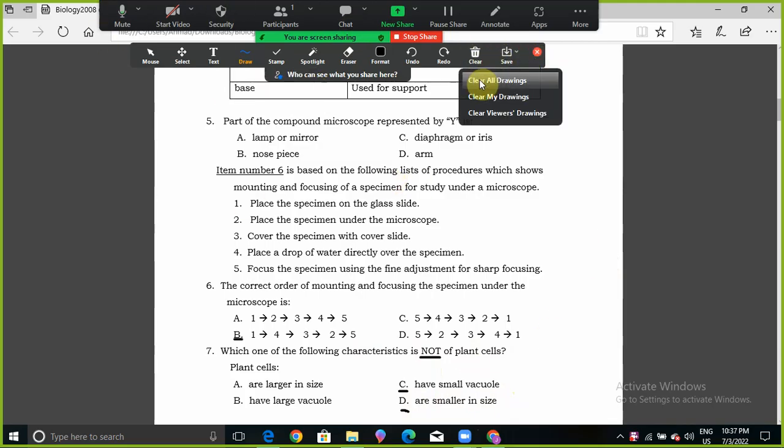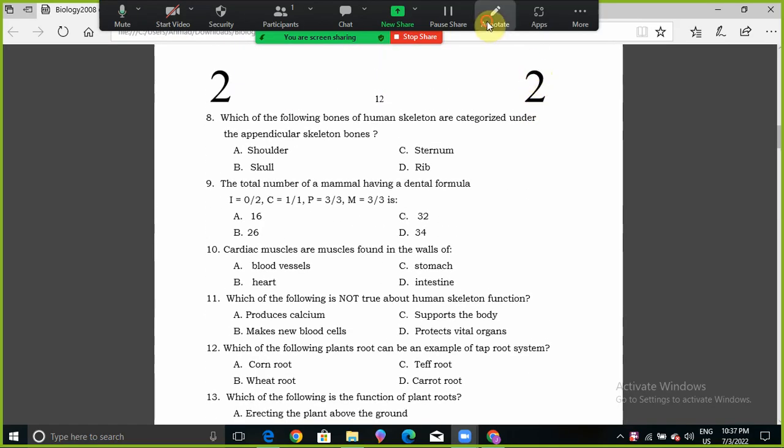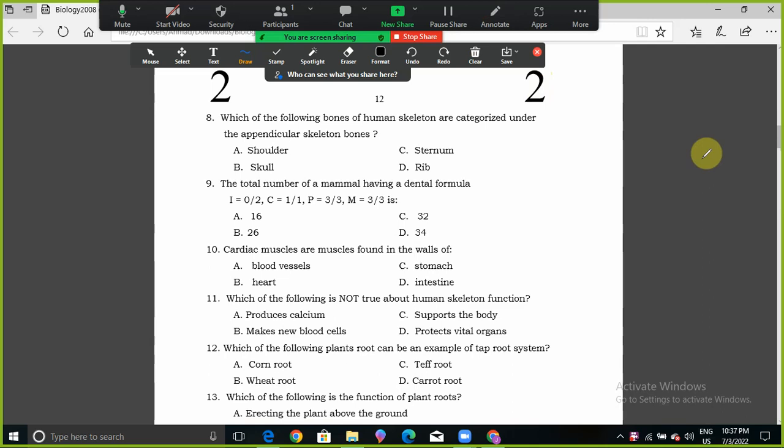Now in question number 8, it says which of the following bones of a human skeleton are categorized under the appendicular skeleton? Now if we see here we have shoulder, skull, sternum, and rib. Before giving the answer, I want you to understand the question first. It says which of the following bones of the human skeleton are categorized under appendicular skeleton bones. What's the meaning of appendicular skeleton?